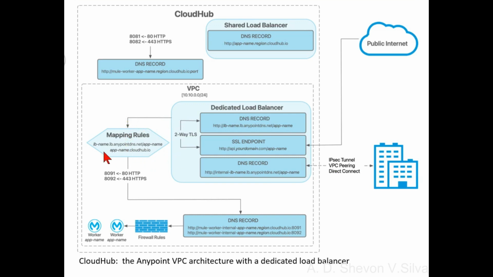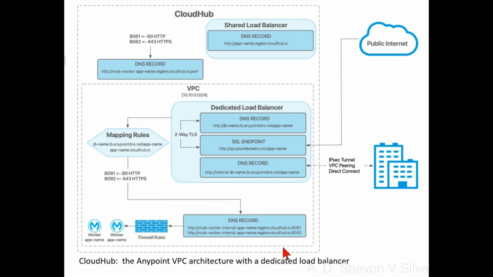Here the lb-name.lb.anypointdns.net/app-name and app-name.cloudhub.io. Here mapping rules are connected to the DNS record via 8091 for port 80 HTTP and 8092 for port 443 HTTPS. Here the DNS record, http://mule-worker-internal-app-name.region.cloudhub.io, 8091 and 8092. The DNS record is connected to the firewall, and the firewall is connected to the worker app name.